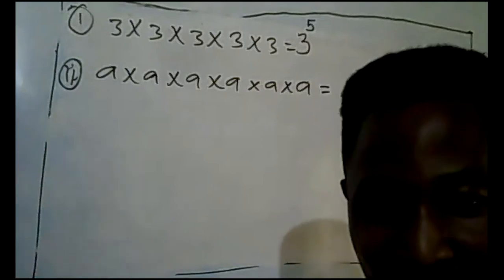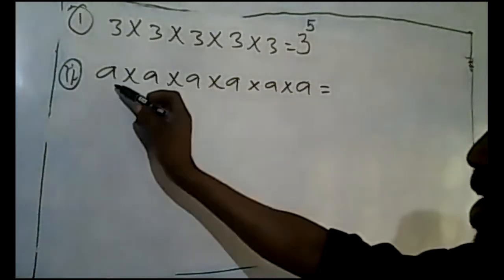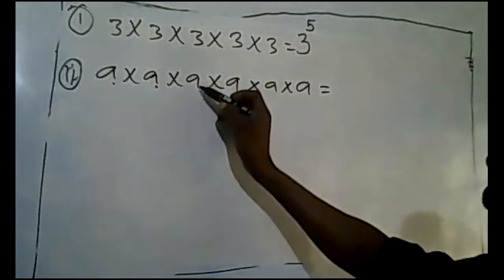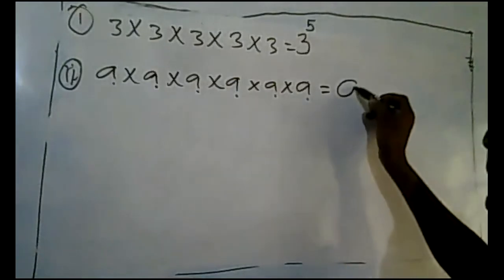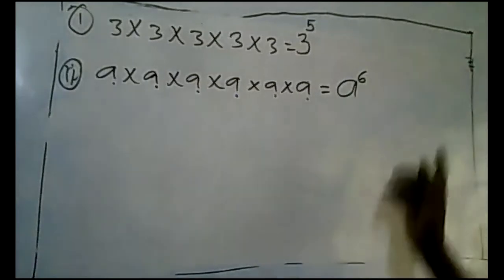3 index 5, or 3 raised to power 5. Now, count how many A's you have here. This is 1, 2, 3, 4, 5, 6. So that would be A raised to power 6.